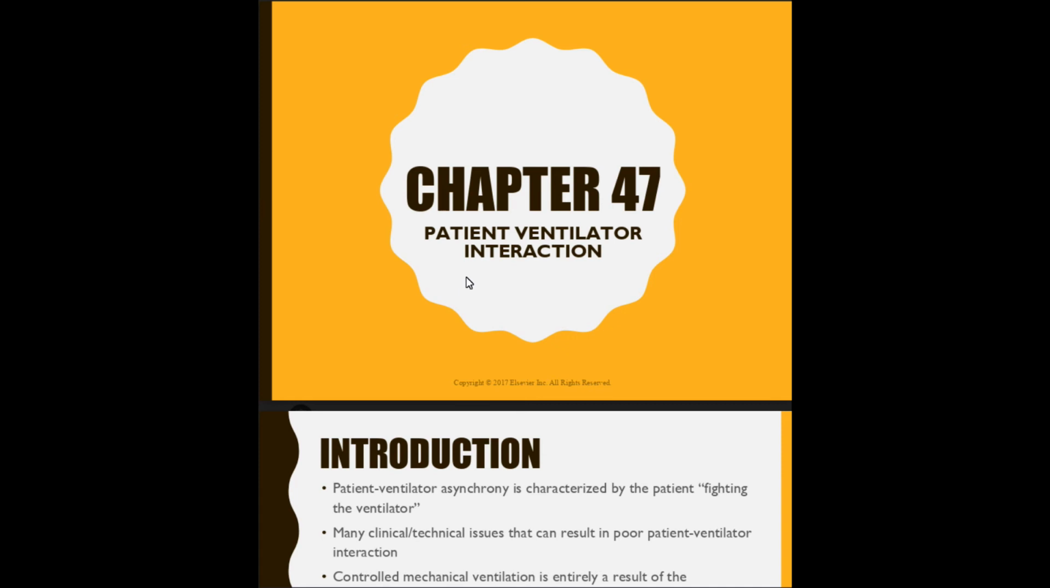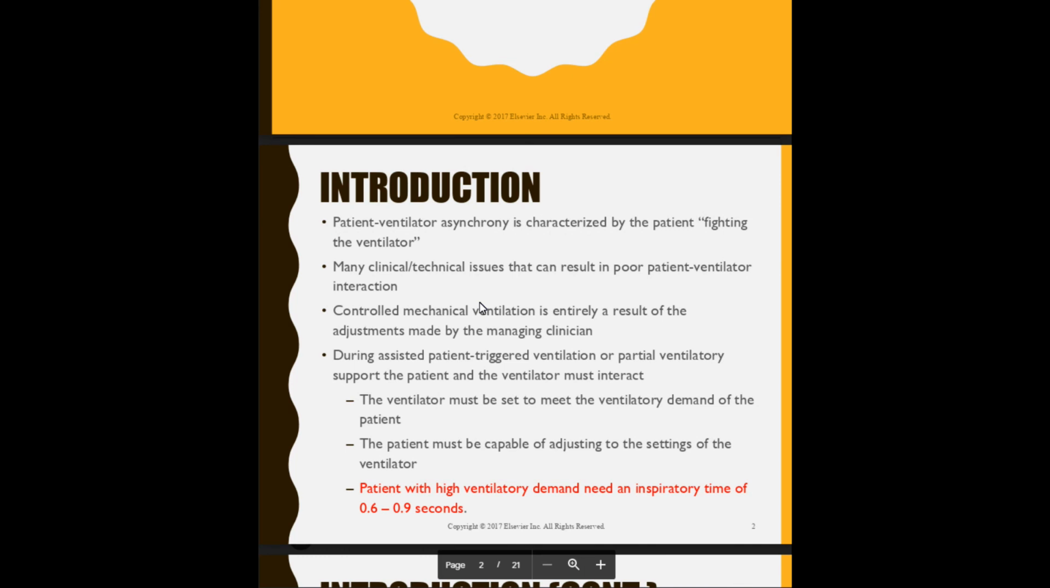Chapter 47, Patient-Ventilator Interaction. This is out of your Egan's book. And so let us begin. Most of the time, we have patient-ventilator interaction that we program. So we put in the initial vent settings, and then we monitor the patient. Sometimes we put the settings incorrectly. As you will see later on in the chapter, it could be due to a flow issue or some type of trigger issue, or it could just possibly be something wrong with the patient.